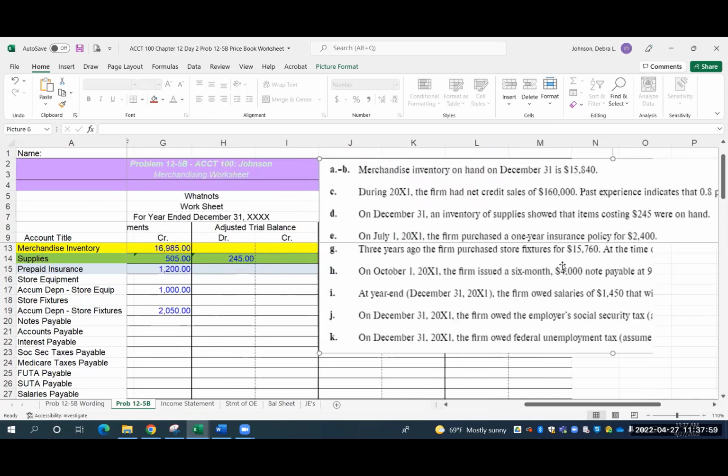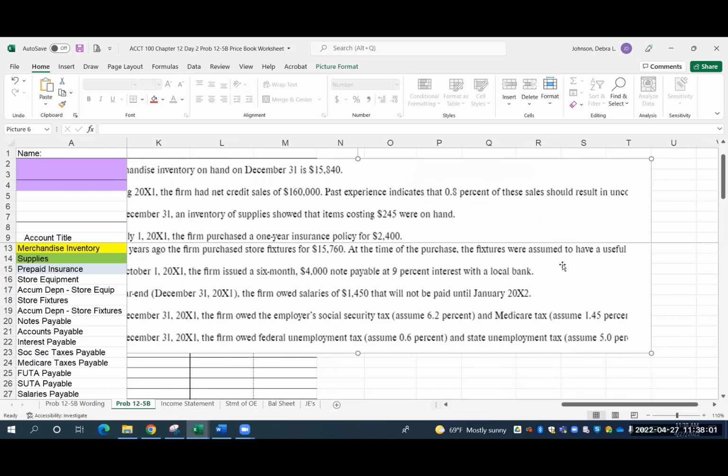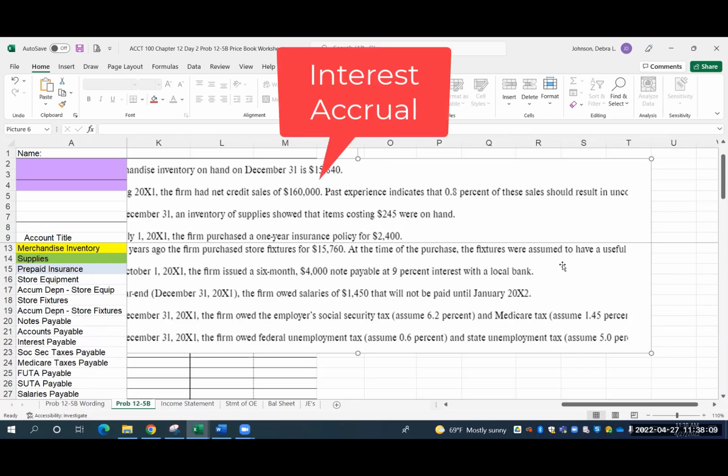All right. Letter H, this is the one that we just did, like on the previous problem that we didn't finish. On October 1st, that's going to be an important date. The firm issued a 6-month $4,000 note. If you go to notes payable, you'll see the 4,000 in there. So that $4,000 note has interest payable at 9%.